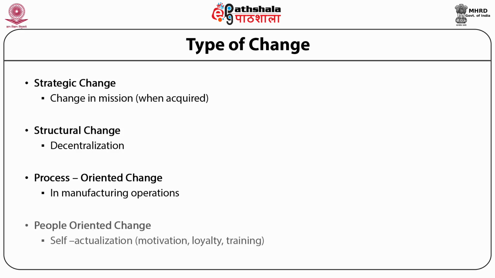And finally, the people-oriented change. For example, people are moving towards self-actualization, or there are certain other traits within the employee that need to be changed. So that's an individual level change, which is called the people-oriented change.